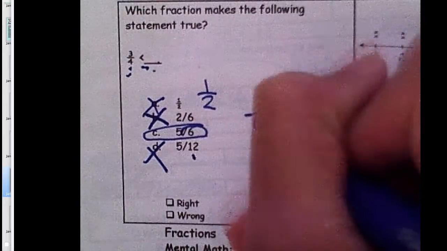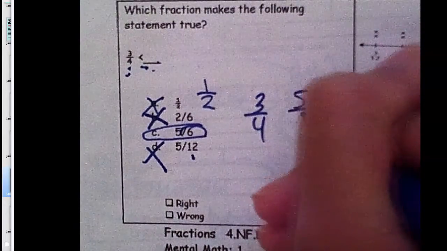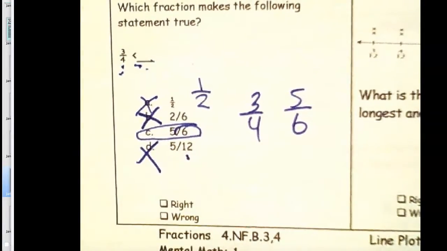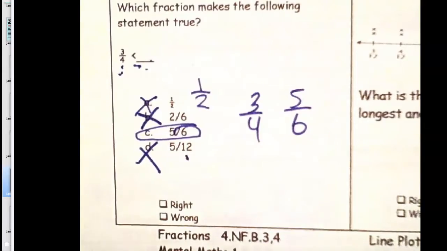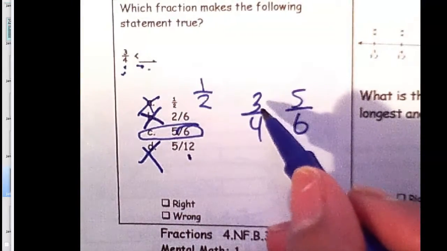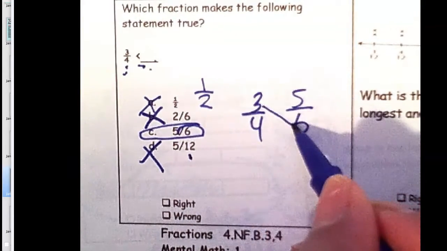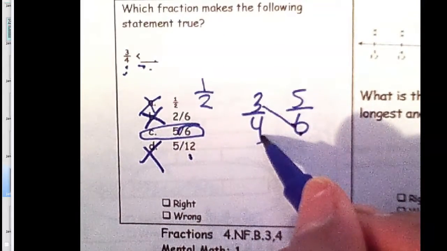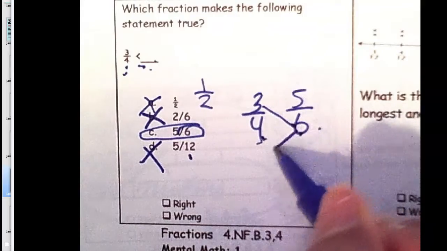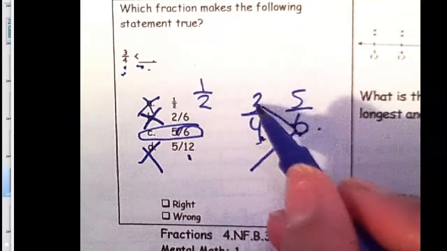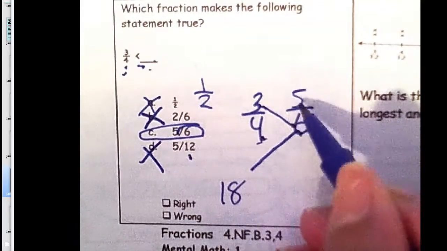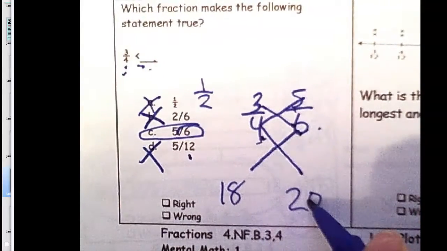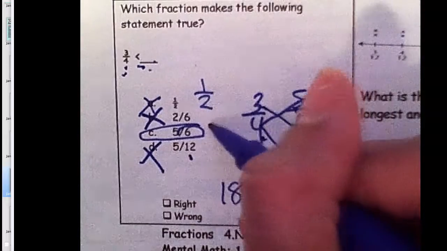So 3 out of 4 compared to 5 out of 6. One of the strategies that I know other teachers have taught you guys, so I just want to make sure that I can follow up on that, is this butterfly method, which is basically the same thing that we're doing when we're finding equivalent fractions and multiplying these two denominators, for example 4 times 6 and 6 times 4. So let's go ahead and do 3 times 6 gives us 18 and 5 times 4 gives us 20. So I can see that 5/6 is more than 3/4, so that would be correct.